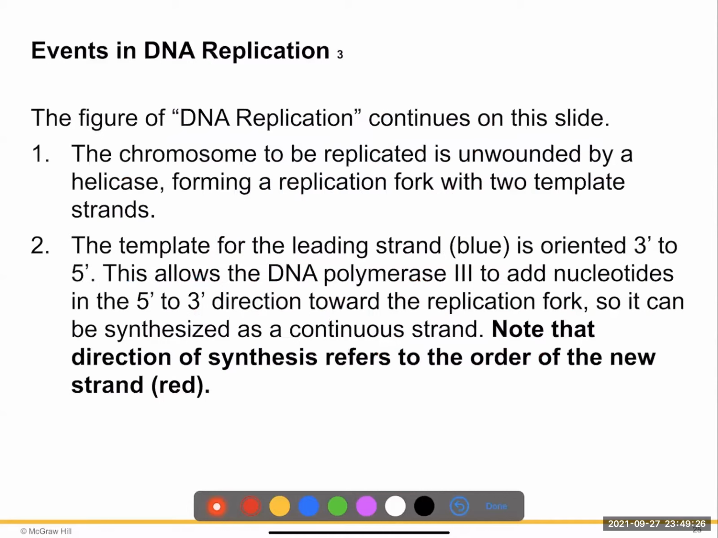So we'll go through each of the steps here. The chromosome to be replicated is unwound by a helicase, and it forms your replication fork. The template strand, which was our blue strand in this case, was 3 to 5. So our duplicate strand is going to use DNA polymerase 3 to add nucleotides in a 5 to 3 direction. So it goes towards the replication fork. And that's the new strand being synthesized.